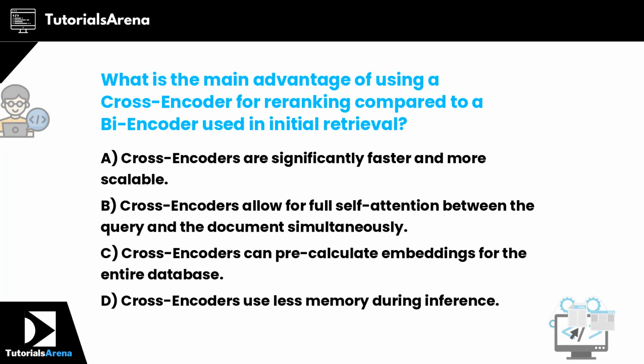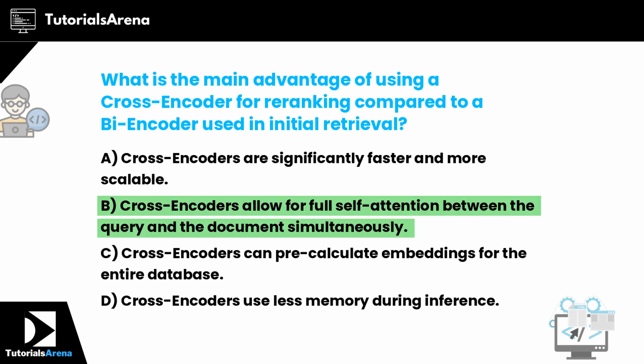What is the main advantage of using a cross-encoder for re-ranking compared to a bi-encoder used in initial retrieval? The correct answer is option B. Cross-encoders allow for full self-attention between the query and the document simultaneously.